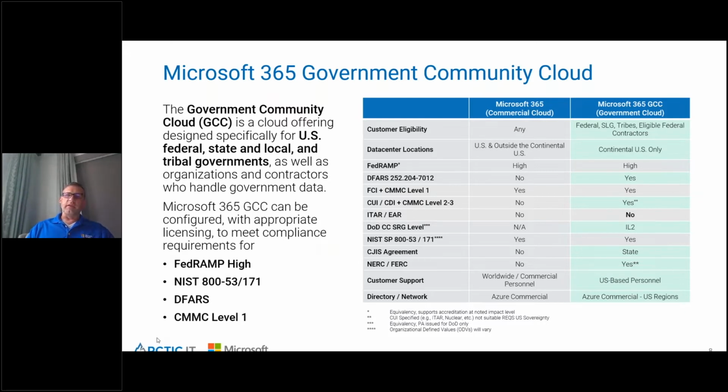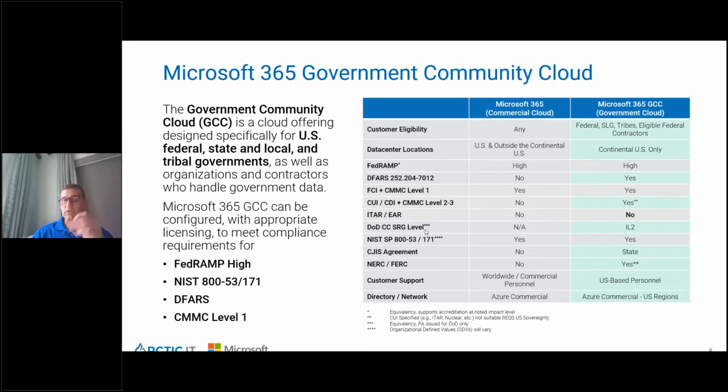You'll note the first couple things, the big things here is there's FedRAMP high on both environments, okay? But then we start getting into where the compliance really matters. So like DFARS, commercial is not compliant for DFARS. CMMC level 1, yes for both, okay? But when we get into CUI, CDI, CMMC level 2 to level 3, that's where commercial can't assist at all. GCC might be able to. And why we say might is when we start talking with CUI, if you're dealing with anything ITAR or nuclear, we do not support that in the GCC environment at all, okay? If it's less than that, you could.